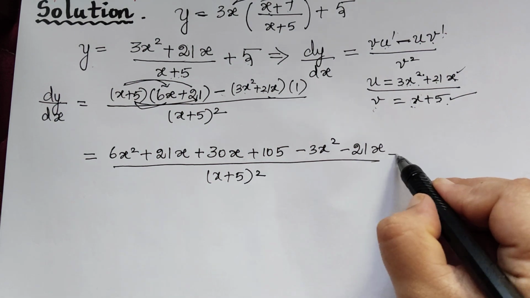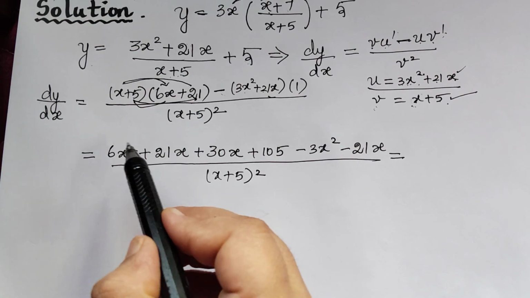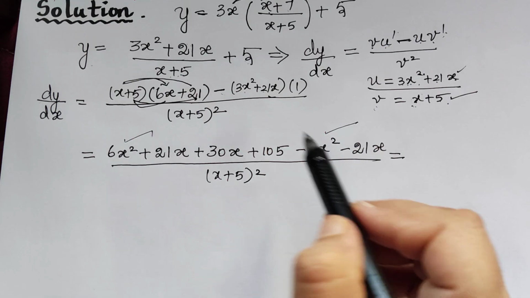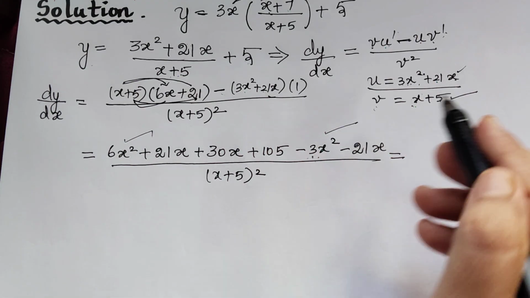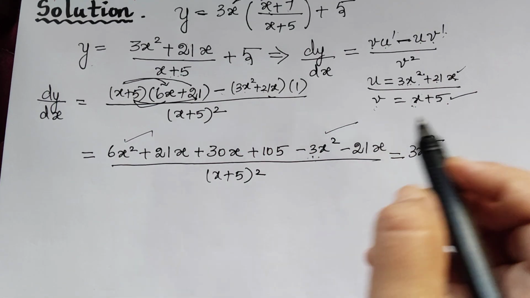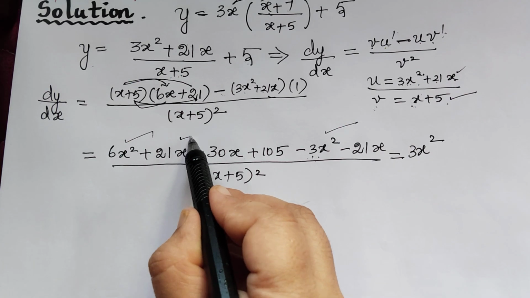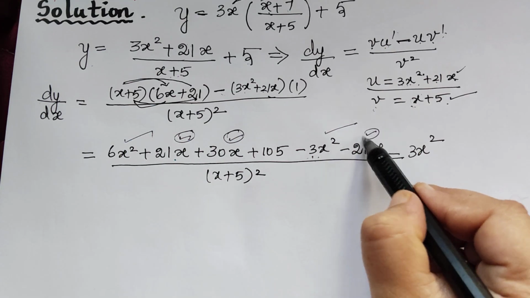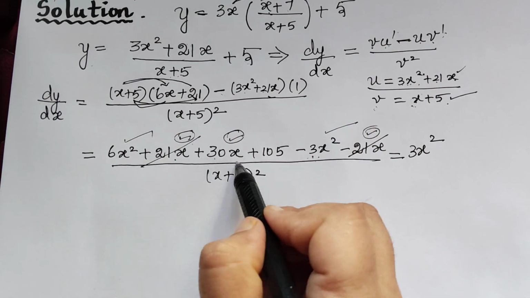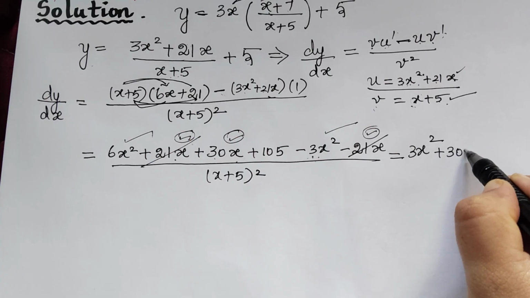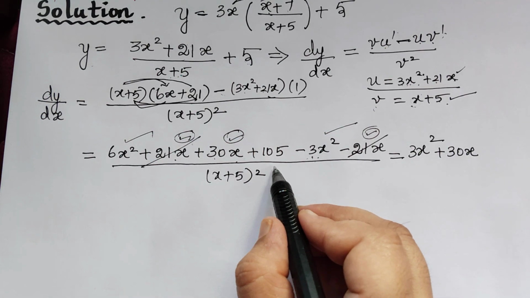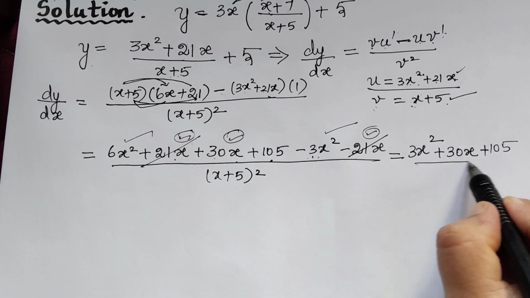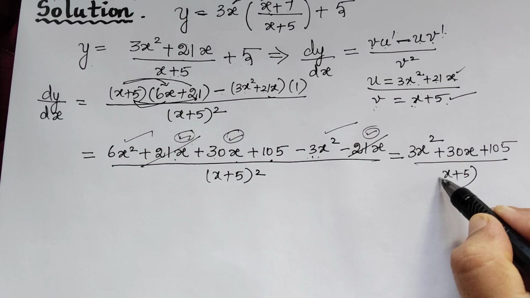So on simplifying this, what do we get? First we will gather the terms. We have 6x square over here, and minus 3x square over here. So 6 minus 3 will give us 3x square. And then we have 21x over here, and then 30x, and then minus 21x. So these two get cancelled, and we get plus 30x. And then we have this 105 left out. So plus 105, divided by x plus 5 the whole square.